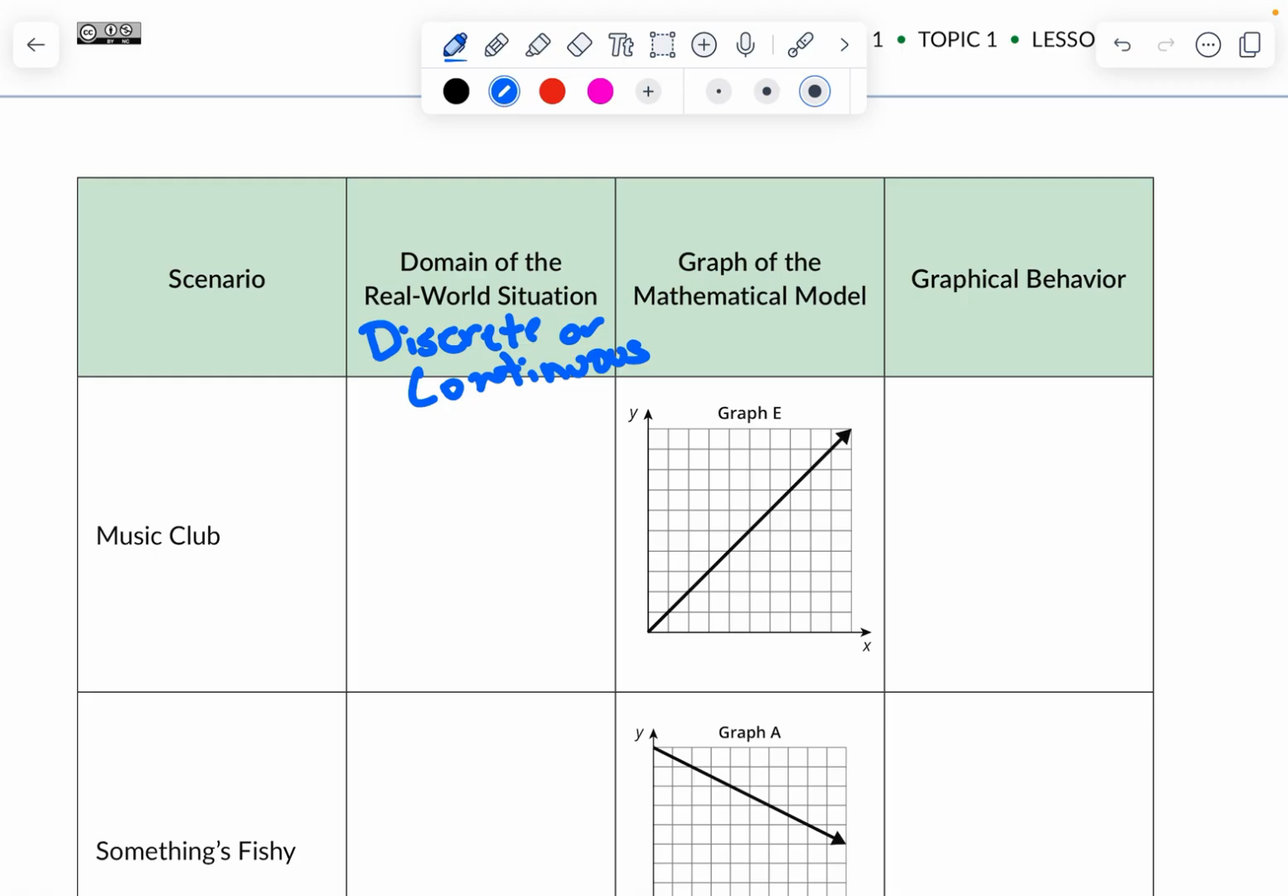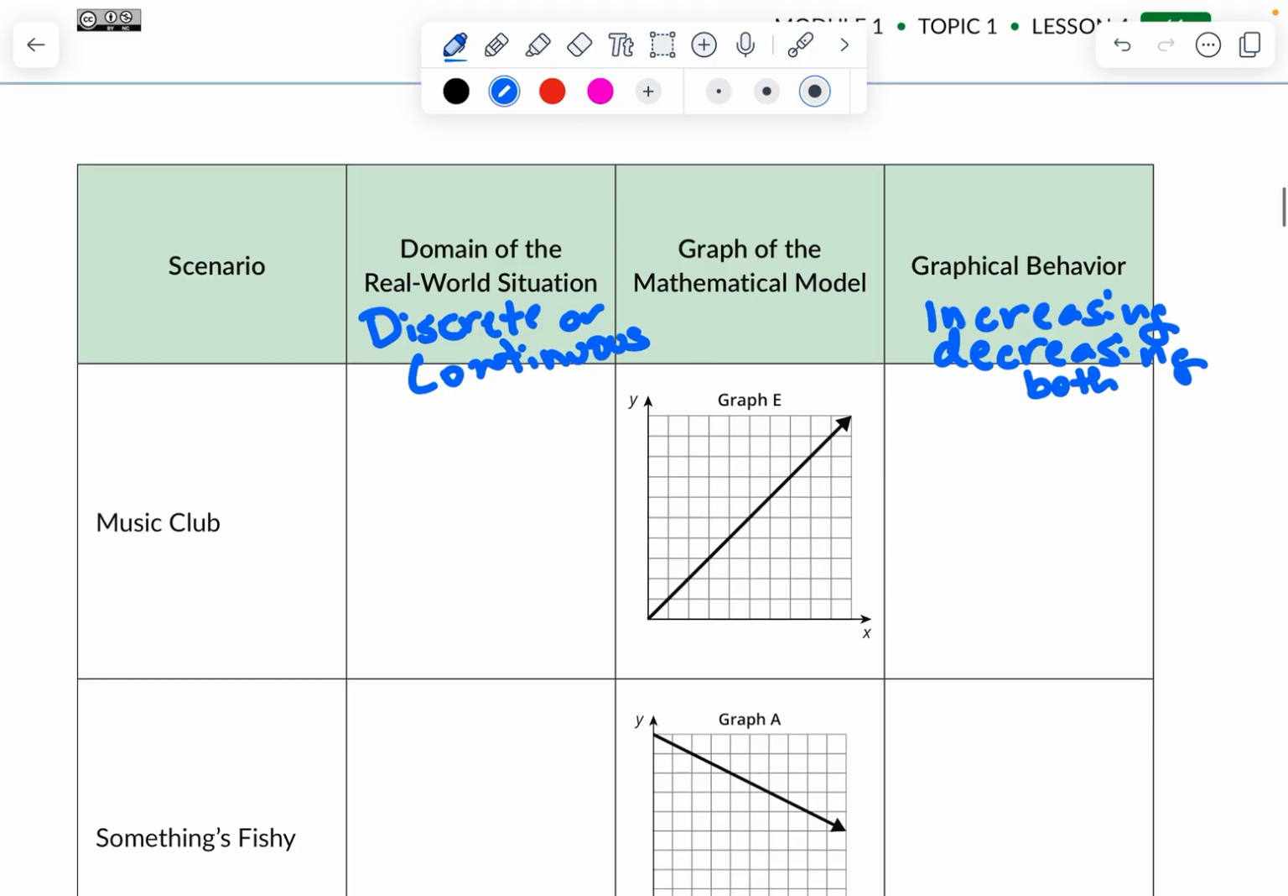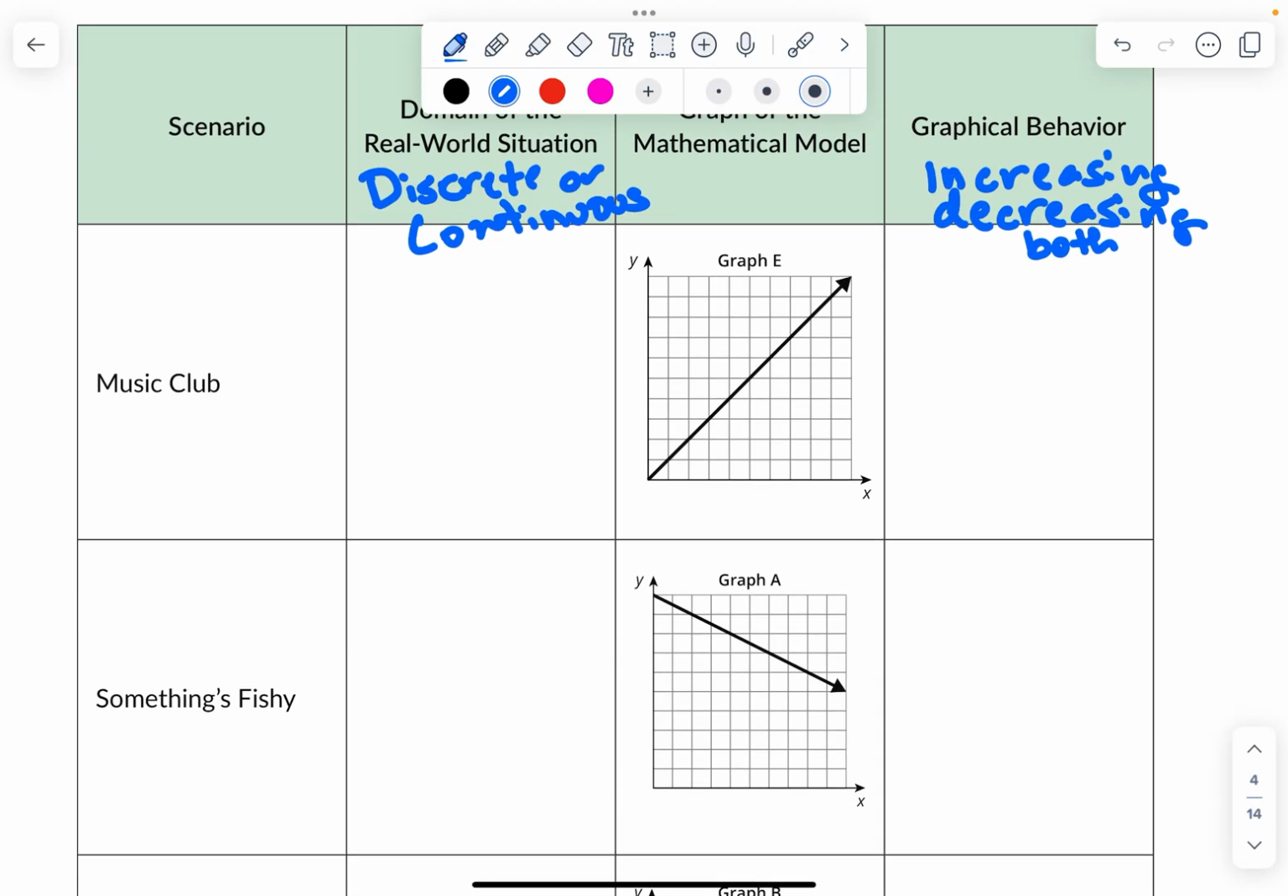Now, the graphical behavior, I need to know, is it increasing? Is it decreasing? Or is it doing both? Okay, so let's start with the music club. Clearly, this one's increasing. So I'm good. That last column is easy to identify.